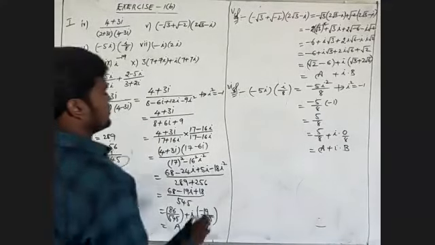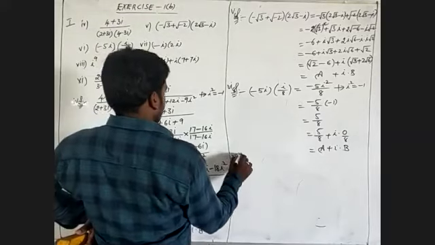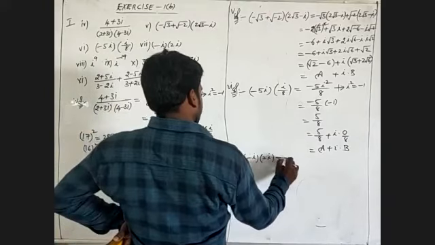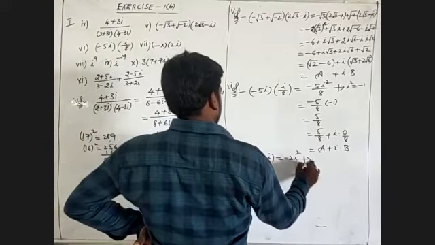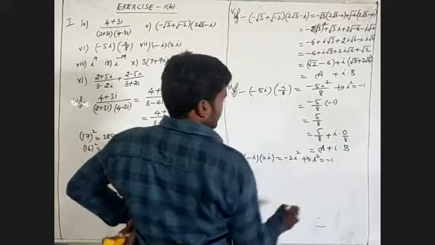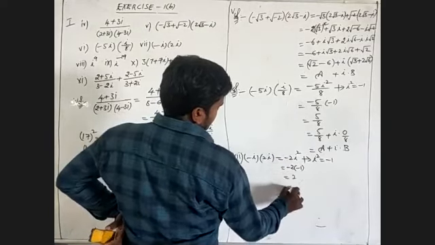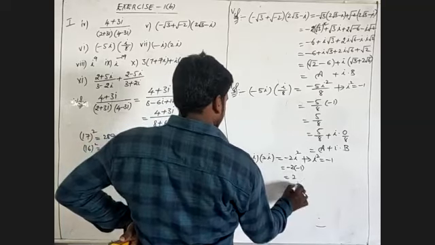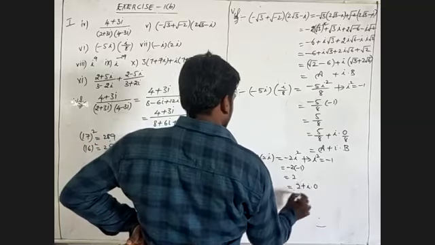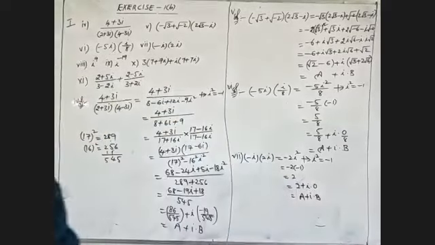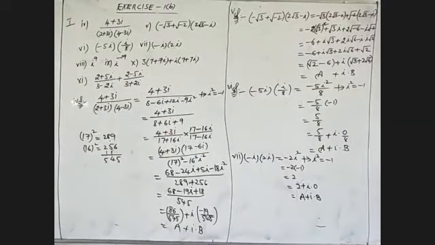Now I am going to the seventh one. Minus i into 2i must be written as minus 2i square, where i square is equal to minus 1. That is minus 2 into minus 1 is 2. That must be written as 2 plus i into 0. Then it is of the form a plus i b.